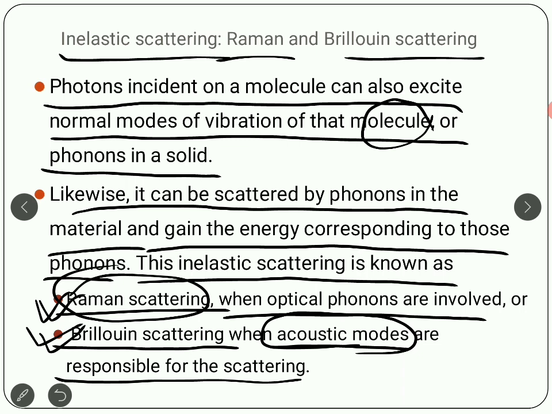So that might be a 2 marks question, because we can ask what is the difference between Raman scattering and Brillouin scattering, or Rayleigh scattering and Mie scattering, and so on. Okay.